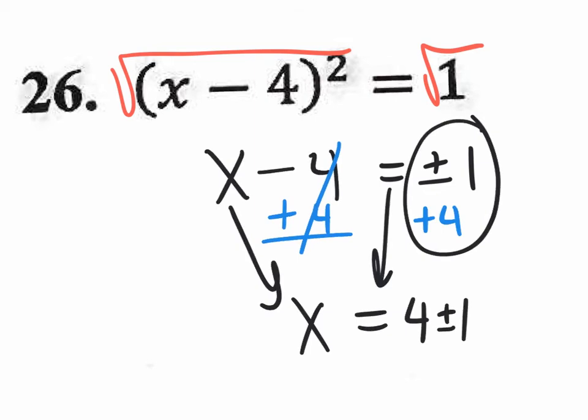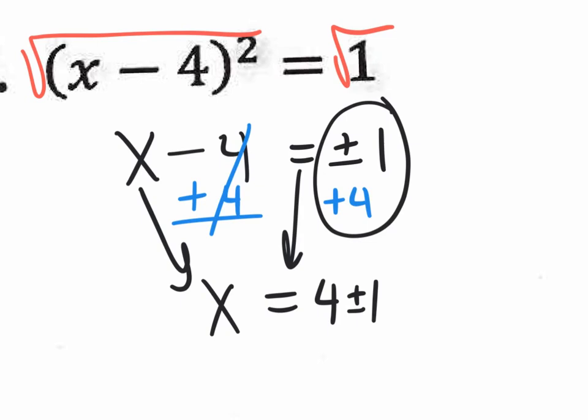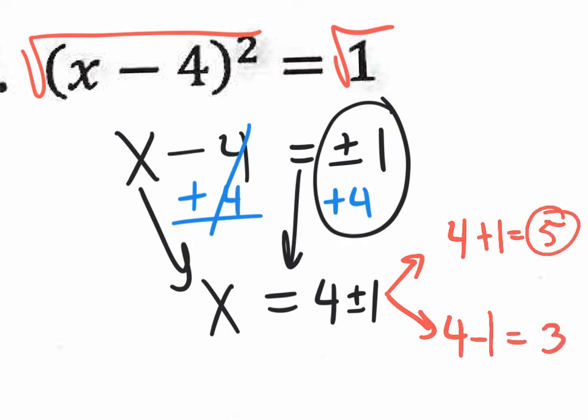Now the reason why I recommend that is because that's going to be two answers. It's going to be 4 plus 1, and it's also going to be 4 minus 1. So 4 plus 1 is 5, 4 minus 1 is 3. Those are your two answers for that one problem, 5 and 3.